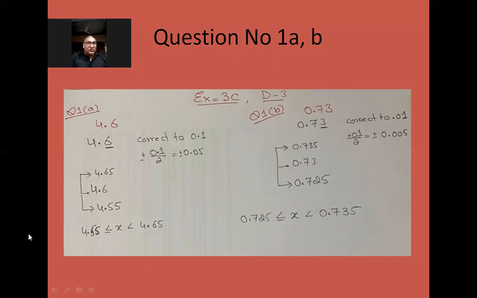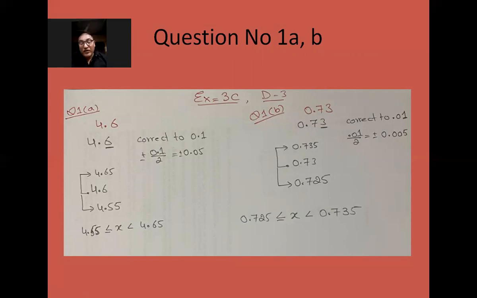So each part in this question is correct to 2 significant figures. In every part, we will see what this means. For example, question number 1 coming on your screen is 4.6, and this is correct to 2 significant figures. 4.6 has 2 significant figures. The first significant figure is 4, the second one is 6. The value of this place, the first decimal place, is 0.1. So this number is correct to 0.1.